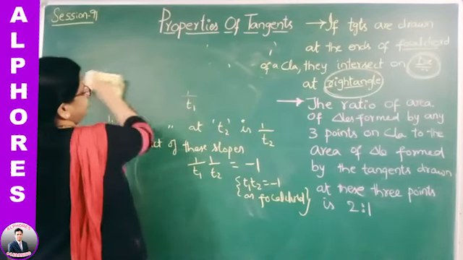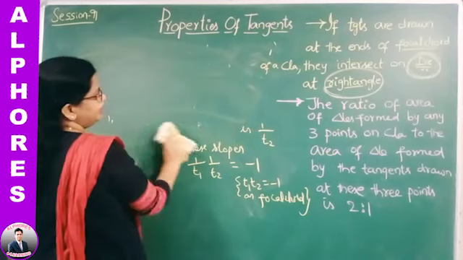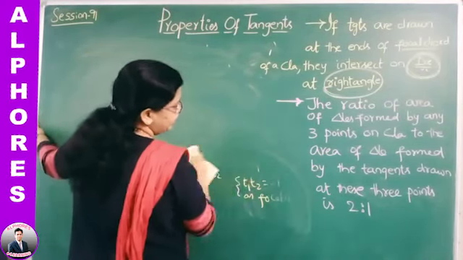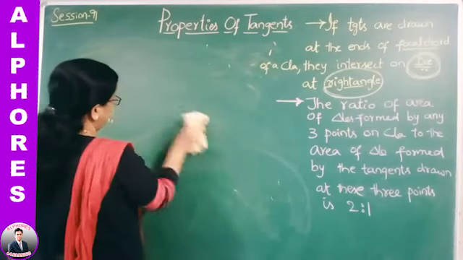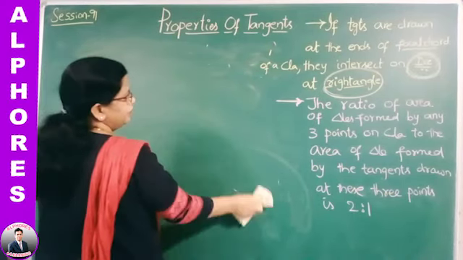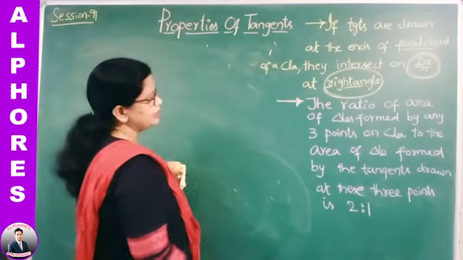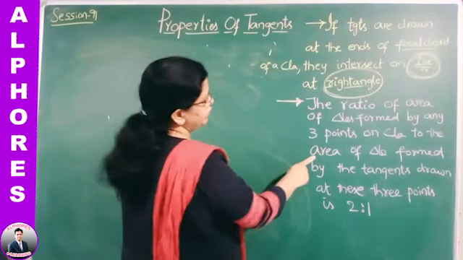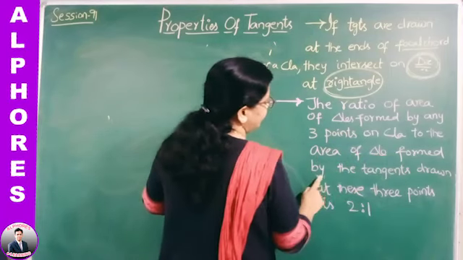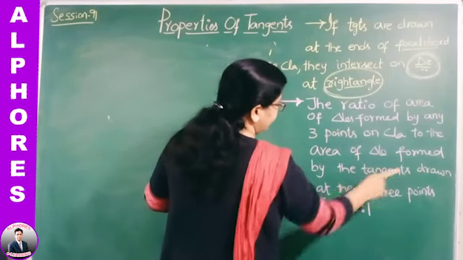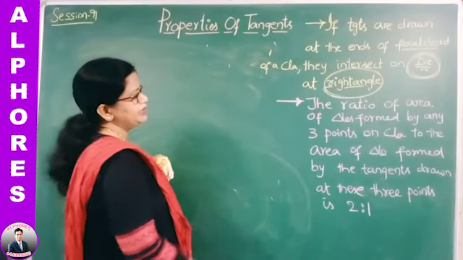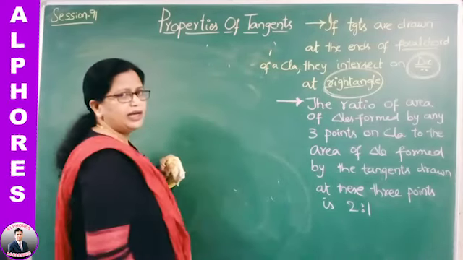The second one is nothing but the ratio of the area of triangles. What are those triangles here? The first one is formed by any 3 points on a parabola, and the second is the triangle formed by the tangents drawn at these 3 points. The first one is points on the parabola.